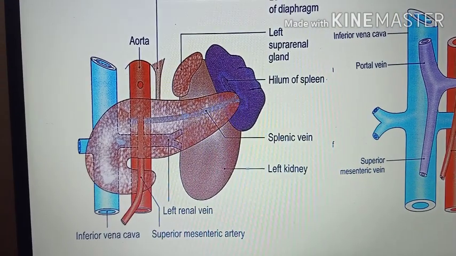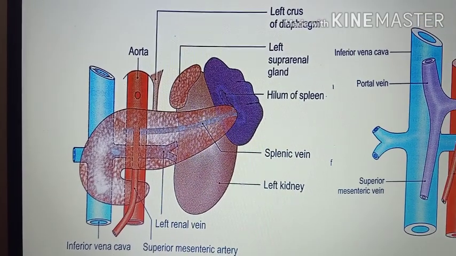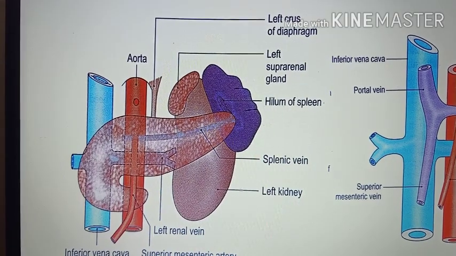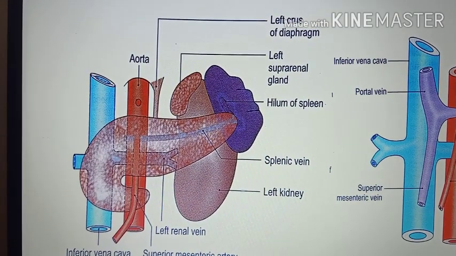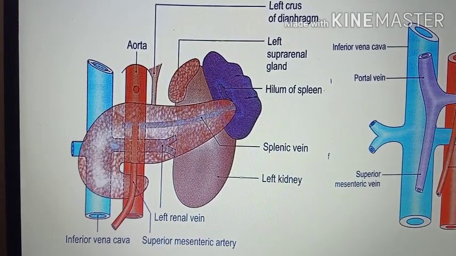Then in the upper part you are having the cisterna chyli, thoracic duct, azygous vein, right crus of diaphragm and right celiac ganglion. So those structures in this picture you are not able to see.